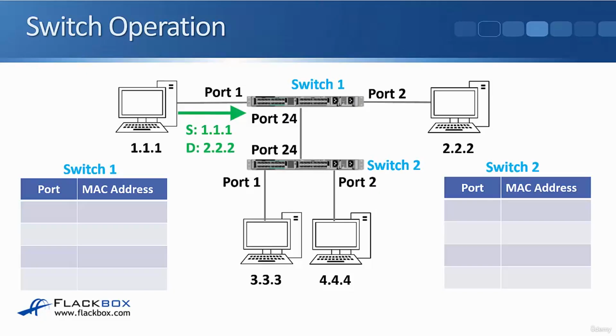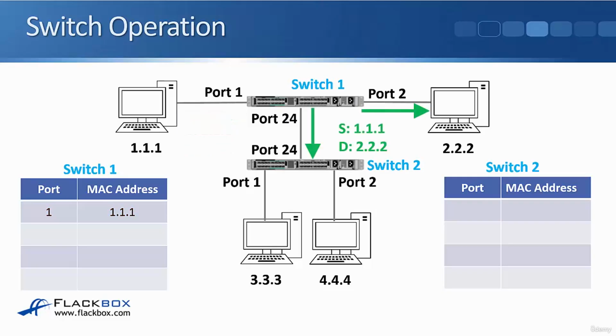Then host 1.1.1 sends a frame in with a destination MAC address of 2.2.2. Switch 1 will learn that 1.1.1 is available on port 1 and it will put that information into its MAC address table. It will then flood the frame out all ports because it's unknown unicast. It doesn't know where 2.2.2 is yet. So that will get sent out both port 2 and port 24. When it comes into switch 2 it will do the same thing. It will flood it out all ports, so that will be sent out port 1 and port 2 as well.